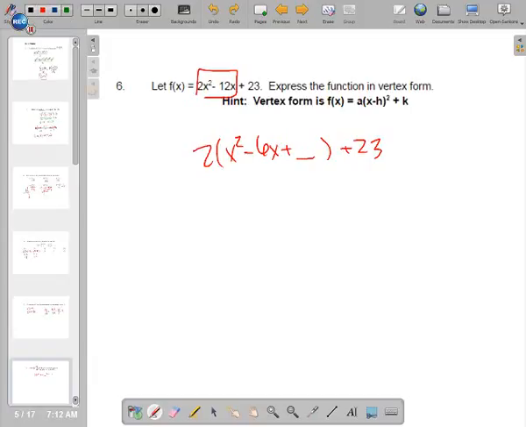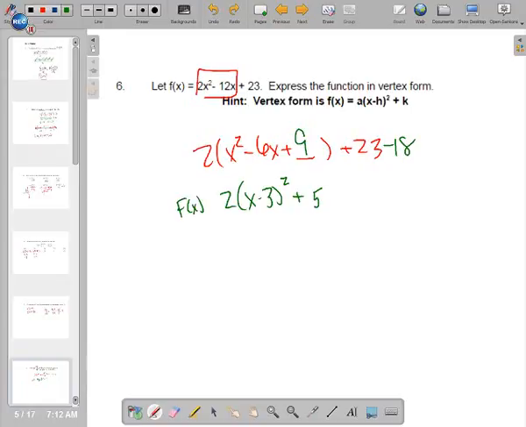So half of 6 squared, half of 6 is 3, squared, you get 9. I'm going to add 9 in here, and the reason I'm doing that is because now that's factorable. But I'm not really adding 9, because this 2 is on the outside. So I'm really adding 18 to this side, so if I want to balance this equation out, I need to also subtract 18 on the outside. So now I have 2 times x minus 3 squared plus 23 minus 18 is 5.